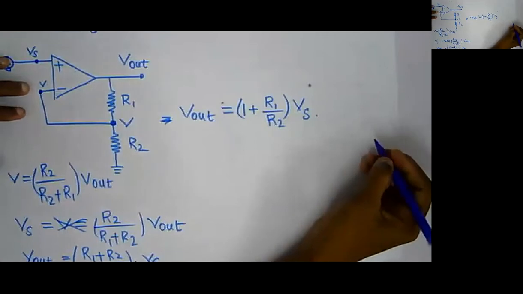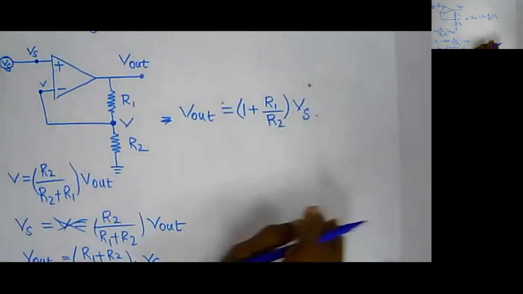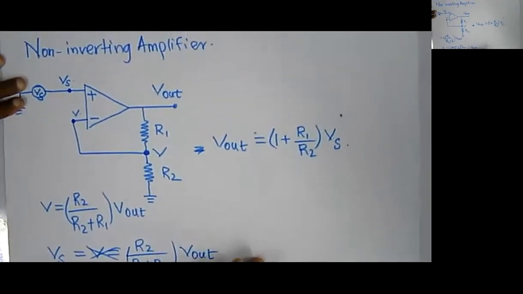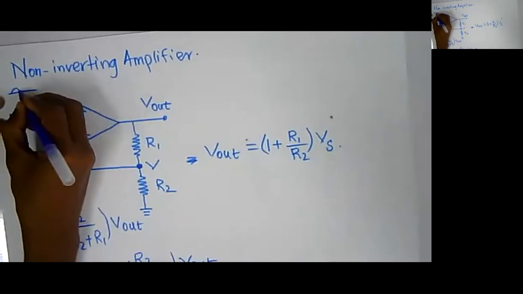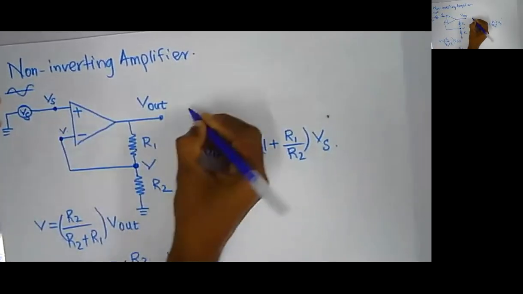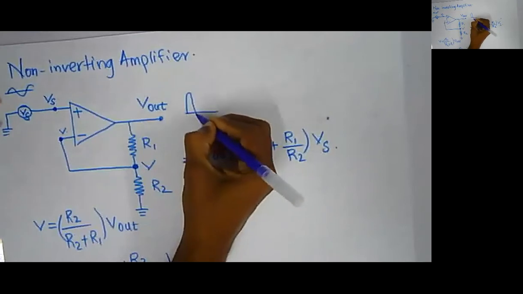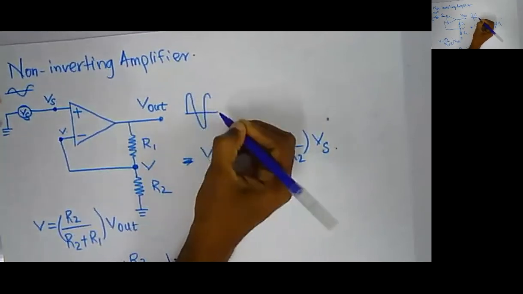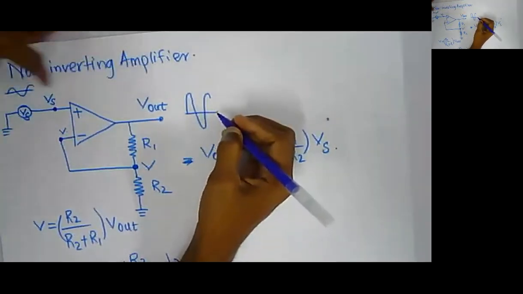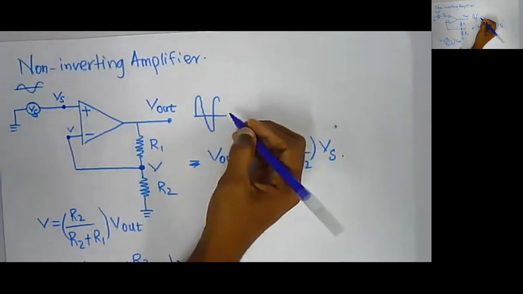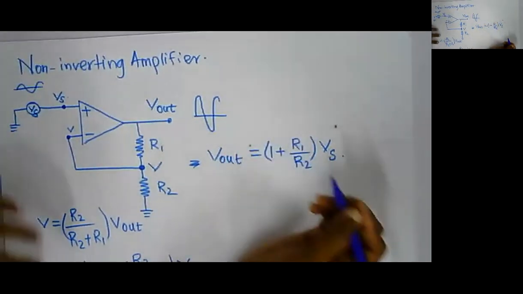Am I right? Now look at here, there are no minuses, right? There are no minuses. Hence, if you apply a waveform something like that, your output will be magnified with the same phase, right? They will be in phase. Your Vs and V out both will be in phase.